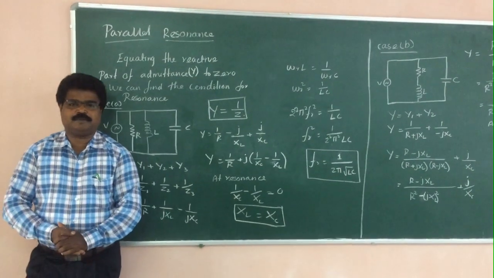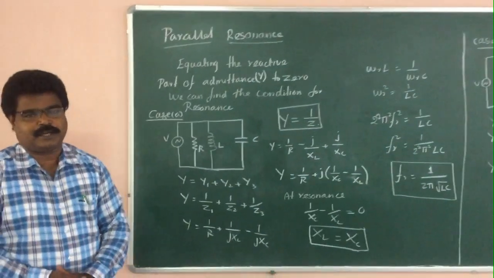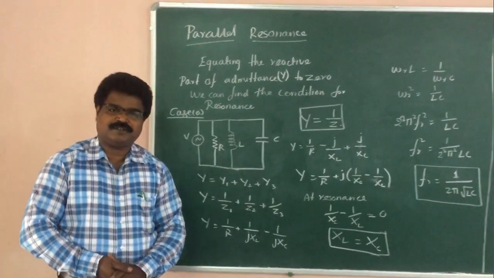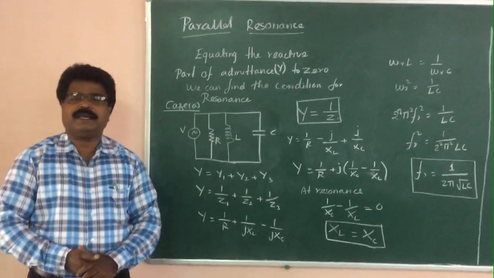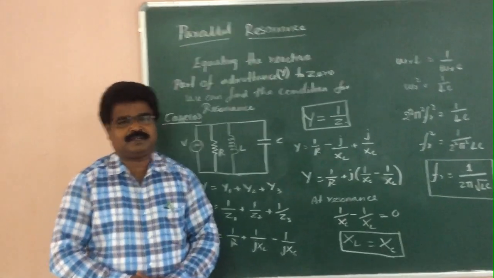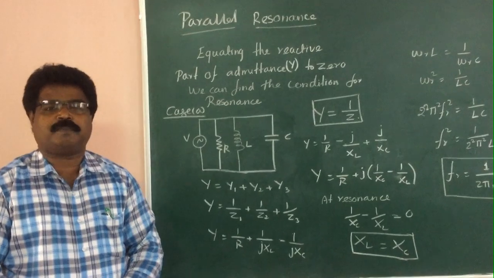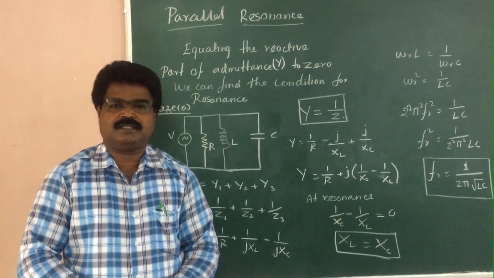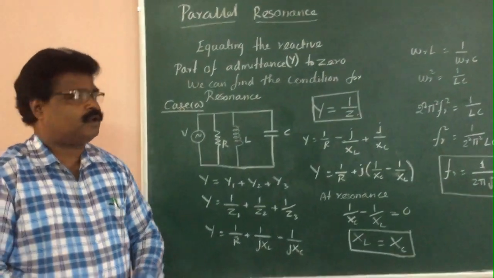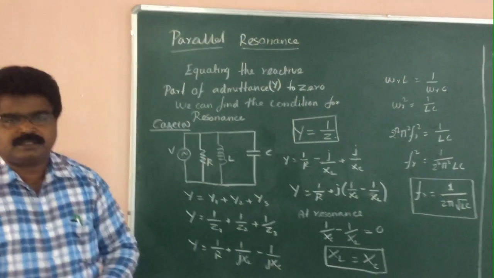Today we are going to discuss resonance in a parallel circuit. So what is meant by resonance? An AC circuit is said to be in resonance if it behaves like a pure resistive circuit. Whether it is a series or parallel RLC circuit, the condition for resonance is the same. So today we are going to discuss parallel resonance.